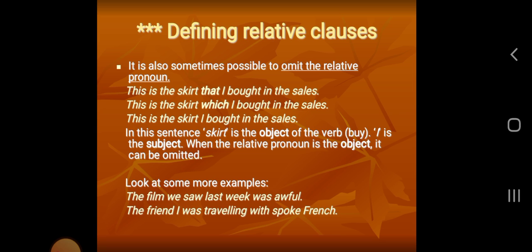It is also sometimes possible to omit the relative pronoun. This is the skirt that I bought in the sales. This is the skirt which I bought in the sales. This is the skirt I bought in the sales. In this sentence, skirt is the object of the verb buy. I is the subject. When the relative pronoun is the object, it can be omitted. Look at some more examples. The film we saw last week was awful. The friend I was traveling with spoke French.